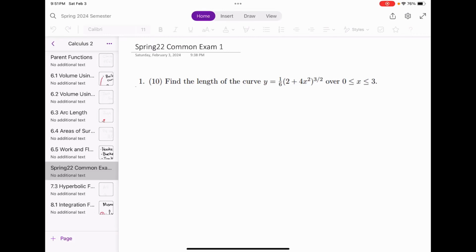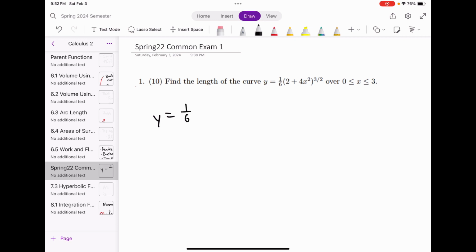So this is my review of the spring 2022 Common Exam number 1 for Calc 2. I'm just going to go over all of the problems and explain how to do them. So for number 1, find the length of the curve, and they give us an equation and a domain. So y is equal to 1/6 (2 + 4x^2)^(3/2), and they give us a domain of [0, 3].